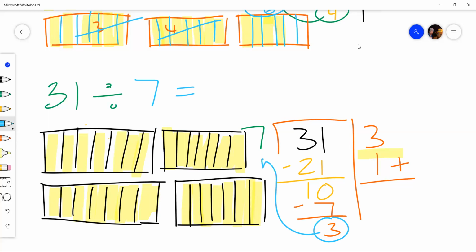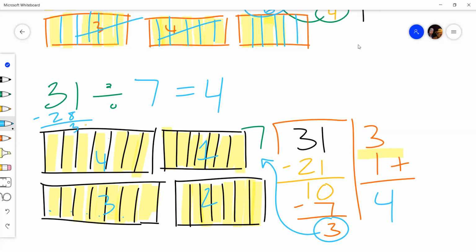Again, we know it's our remainder because it's smaller than the number we're dividing by. And that also makes sense because here are 4 whole groups, right? 1, 2, 3, 4 whole groups. That equaled 28 pieces if we counted each of the little pieces. Those 28 pieces subtracted from the 31 we started with leaves us with 3. That's the same thing as the remainder.